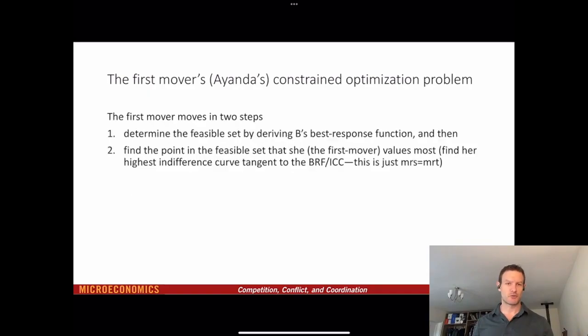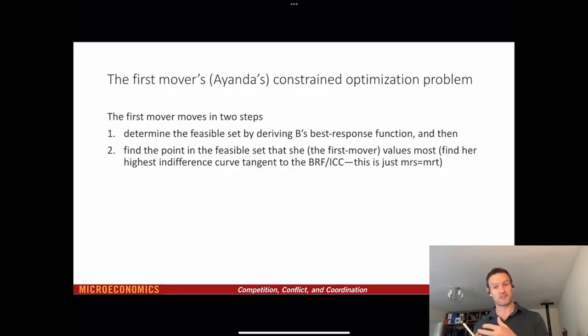The first mover is going to move in two steps. She's going to determine the feasible set by deriving Biko's best response function. And she's going to find the point in the feasible set that she, as the first mover, values most. What that means is she's going to think about his best response function, then find her highest indifference curve that is tangent to his best response function. This is, again, the basic idea of MRS equals MRT.